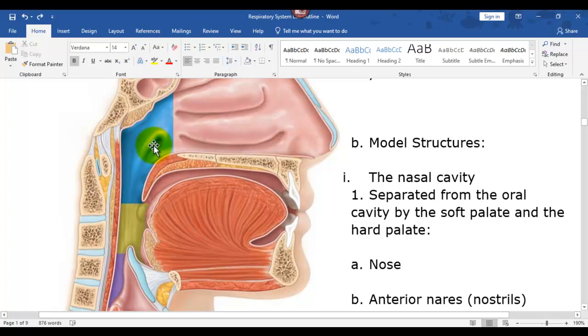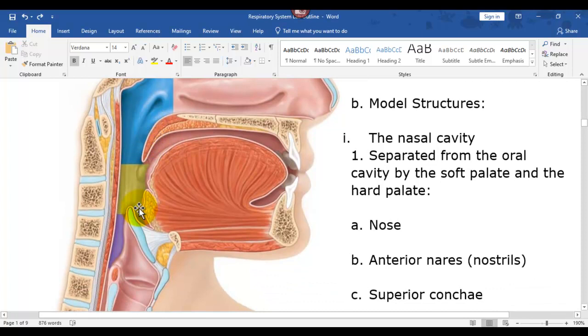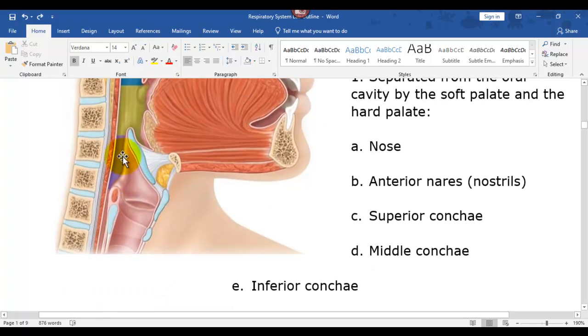Now, the pharynx is the back of the throat. It's a passageway for food, water, and air. The blue is the nasopharynx. This is the oral pharynx. And the purple represents the laryngopharynx, which is the area where the vocal cords are in the larynx.